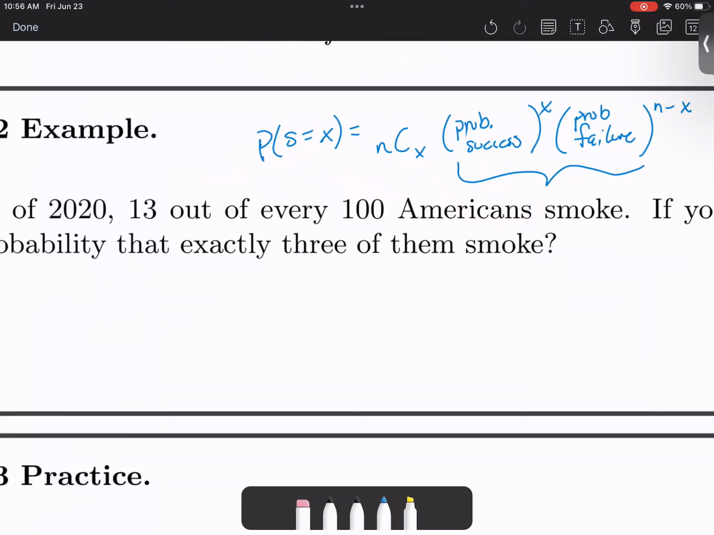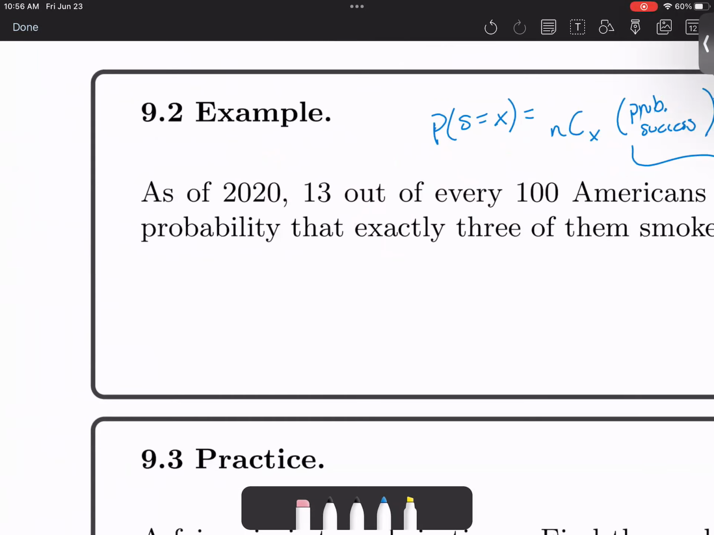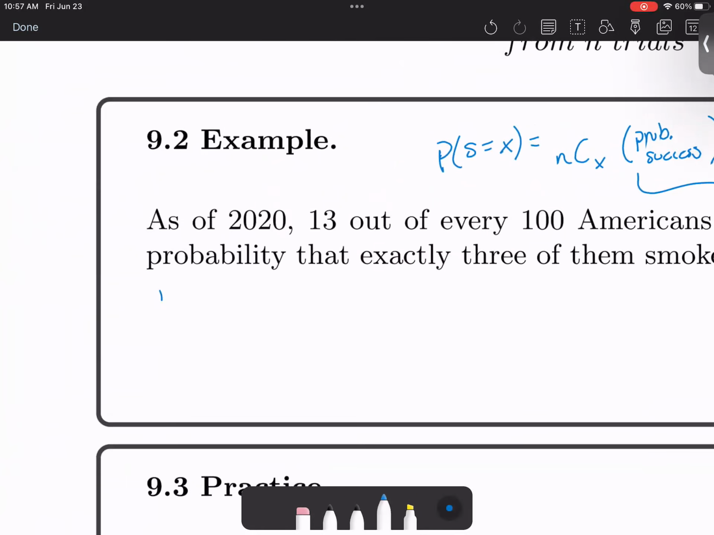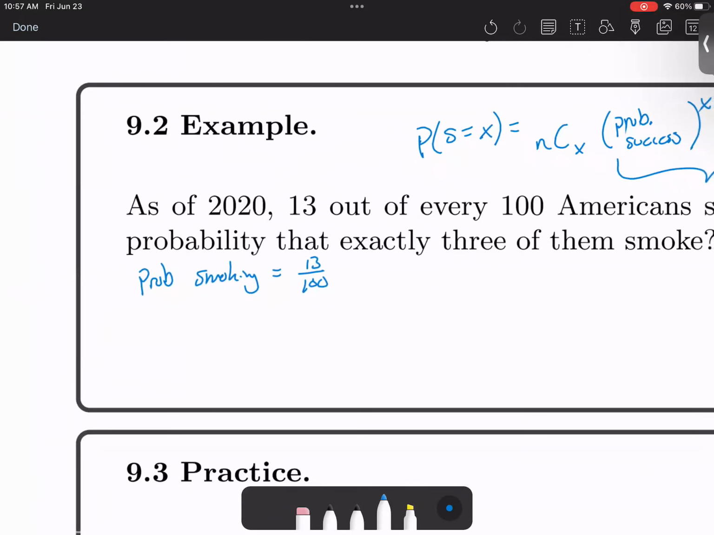So I need to multiply by the number of ways that there can be X successes in these N trials. So using this equation, the probability of smoking is 13 out of 100, which means that the probability of not smoking is 87 out of 100. We have 10 people on the street, and we are looking for 3 of them to be smokers.